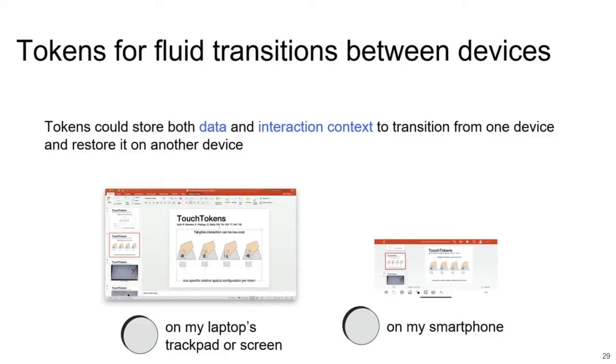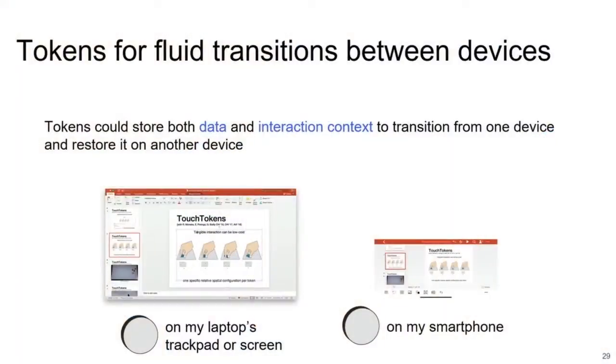If you remember, we had to sign in twice, once on each device, save data in the cloud, launch the application, and navigate to the slide we were working on. I was thinking when preparing this slide, we could use a token to have just a single interaction step to move my work environment from one device to another. I just put the token, for example, on my laptop's trackpad to capture my current work context. And then I put this same token on my smartphone to get this context restored.